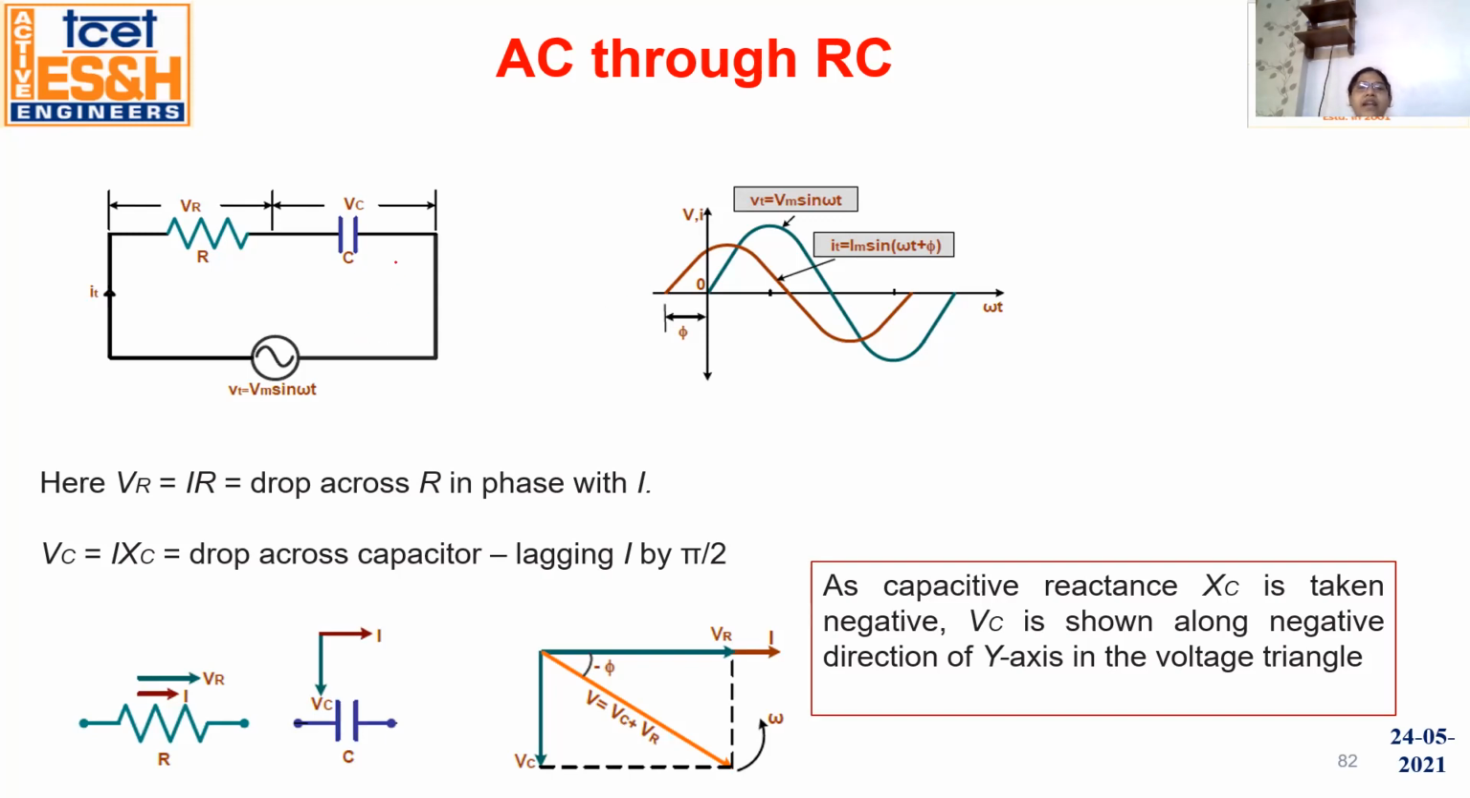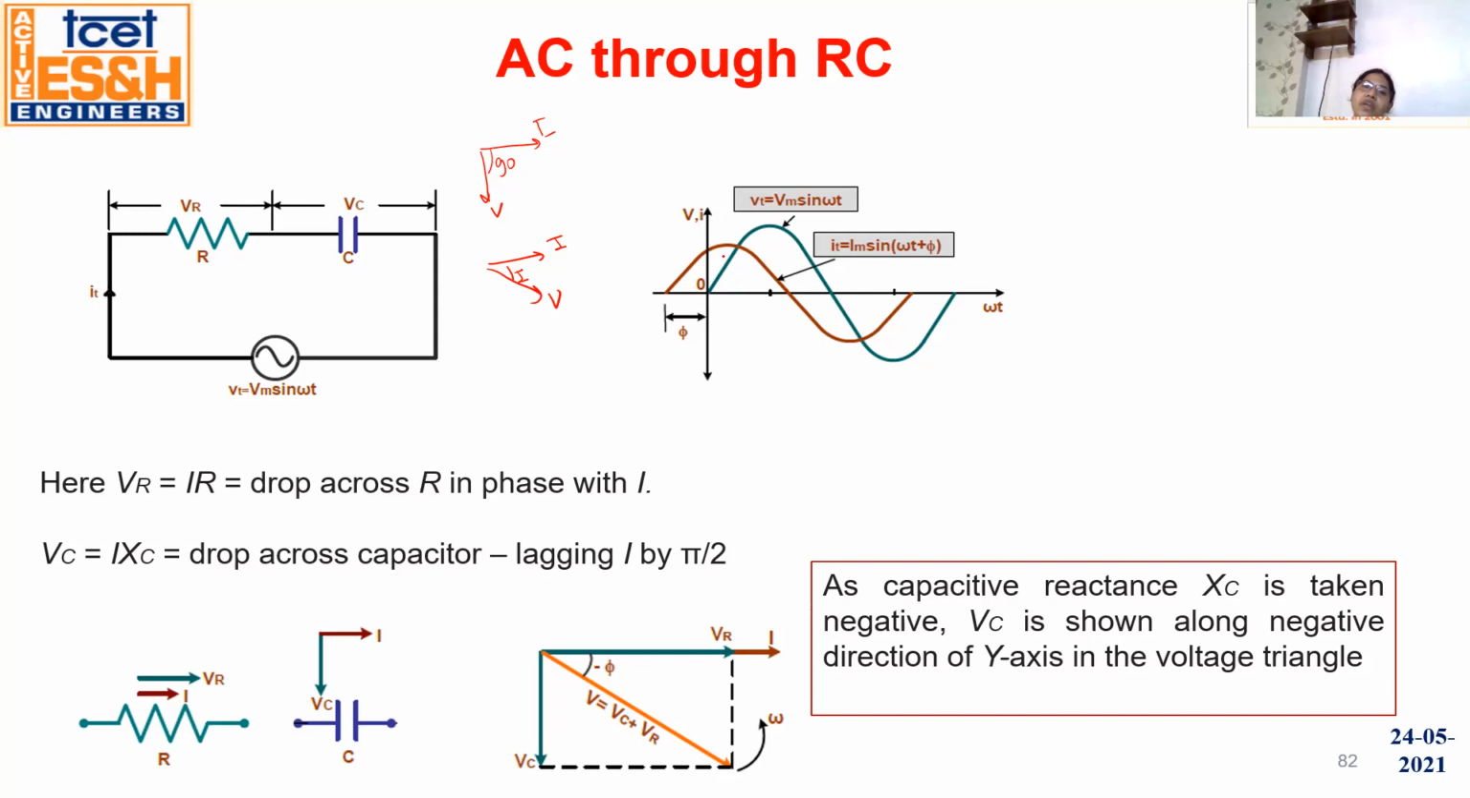Now, in case of pure capacitance, what happened? In case of pure capacitance, the angle between voltage and current is 90 degrees. Okay, this is I and this is V. But when you connect a resistance in series with the capacitance, now the angle between current and voltage is no more 90 degree. It is somewhat less than 90 degree. So it is like this.